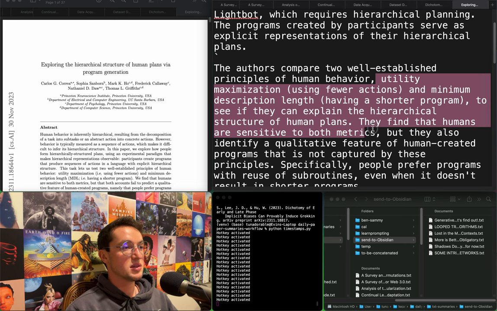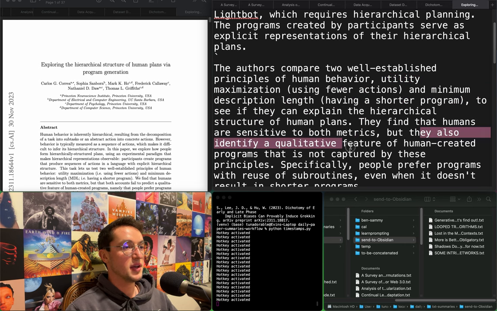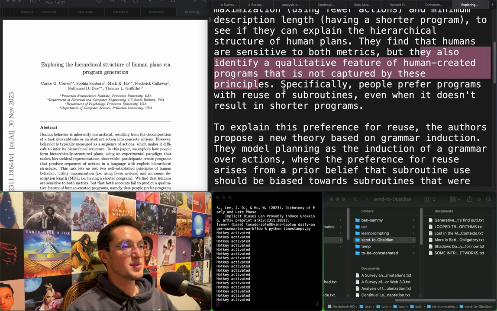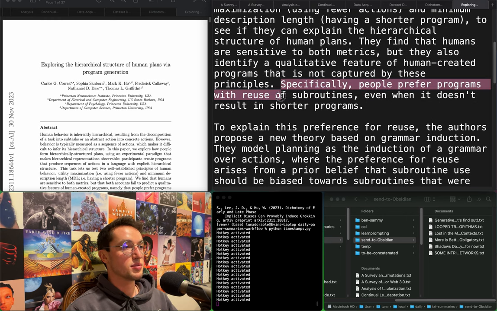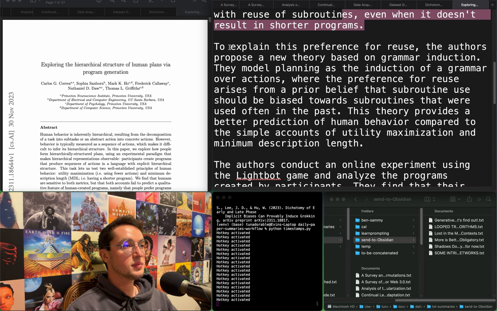Find that humans are sensitive to both metrics, but they also identify a qualitative feature of human-created programs that is not captured by these principles. Specifically, people prefer programs with reuse of subroutines, even when it doesn't result in shorter programs. Interesting. Don't care enough, though.